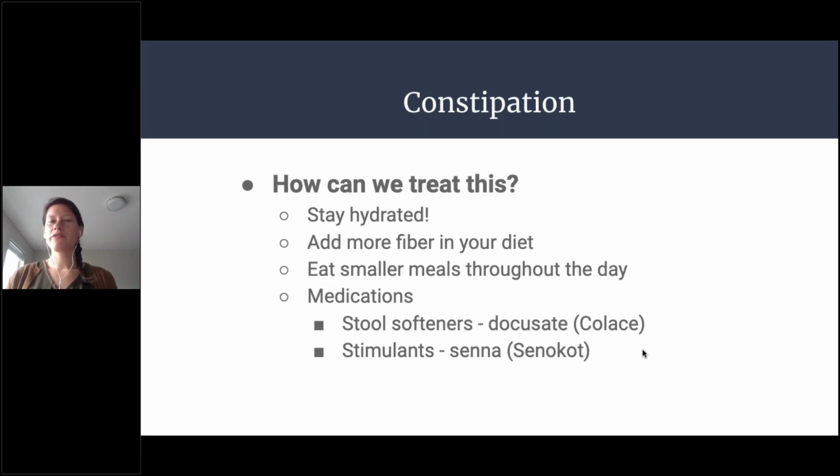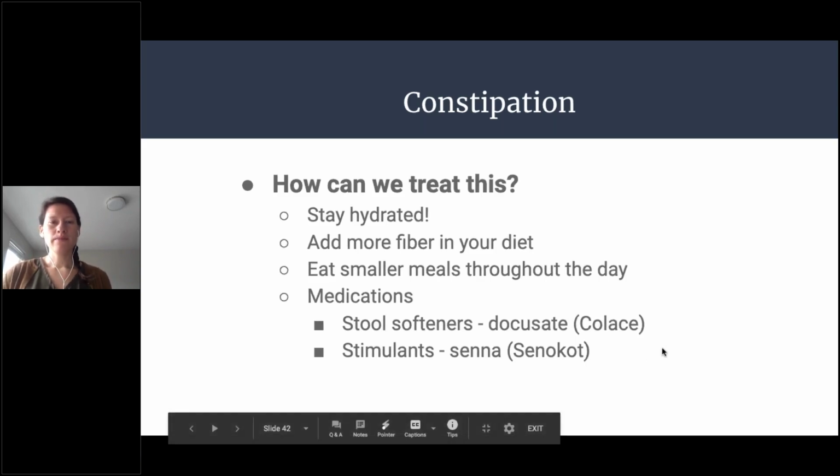And then if you talk with your doctor after doing those other interventions, there are medications that we can recommend, such as stool softeners, such as docusate, otherwise known as Colace, and then sometimes we use stimulants as well, such as Senna or Senokot.